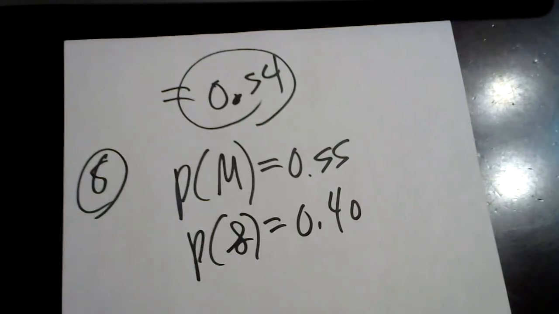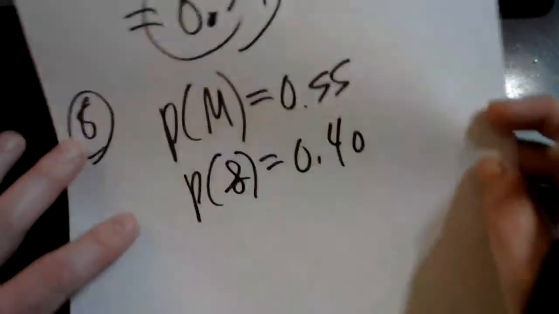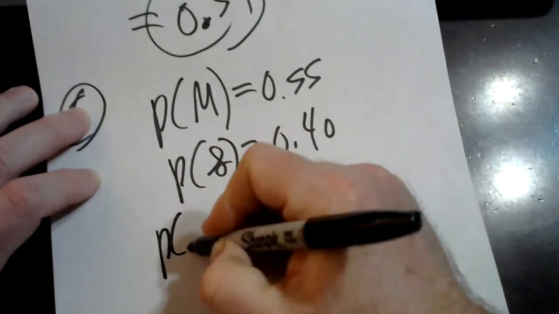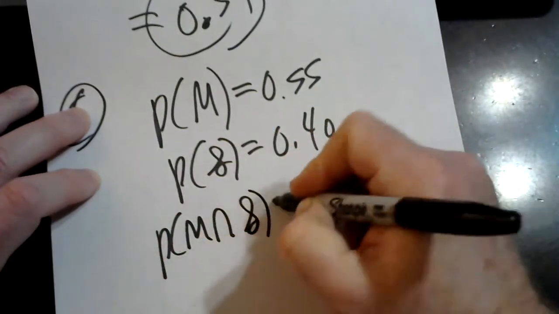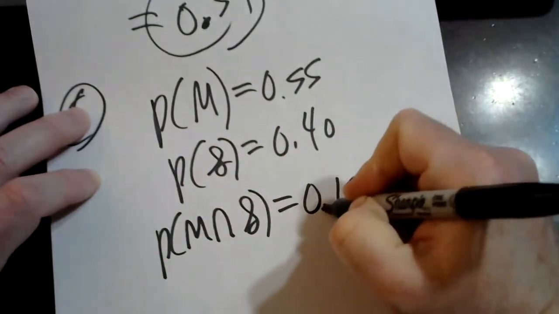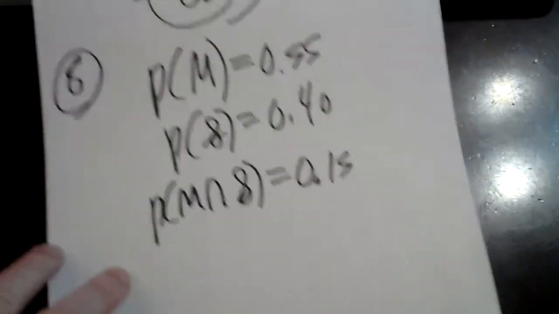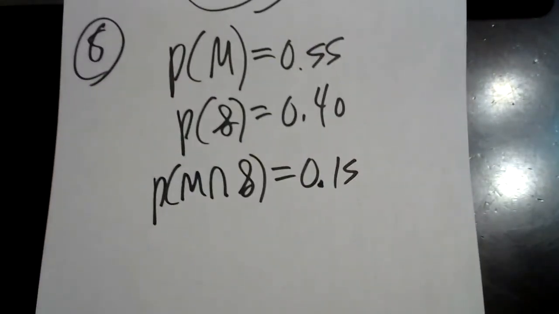And the probability that you need both is 0.15. So how do we represent both? Well, that means motor and switch. So I use that intersection symbol once again for the word and. Both kind of implies the intersection, motor and switch.